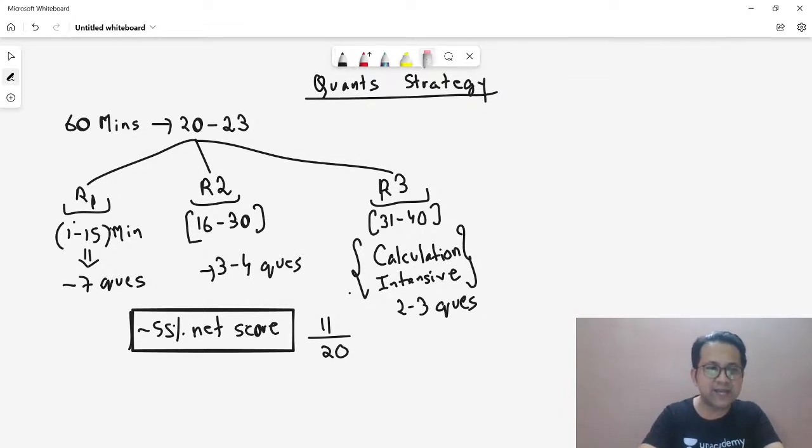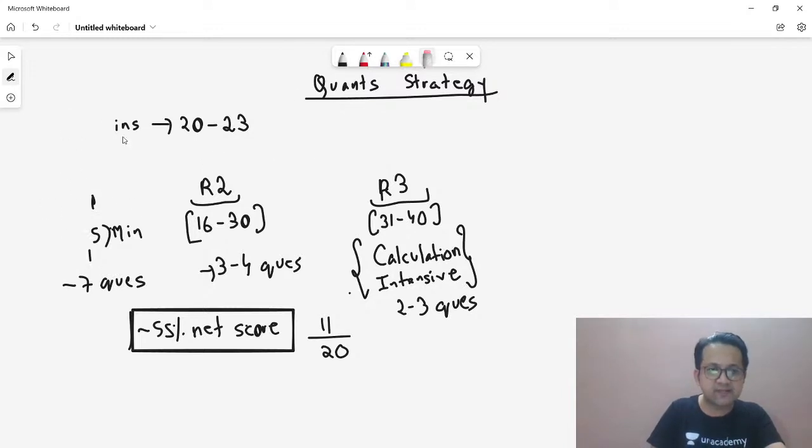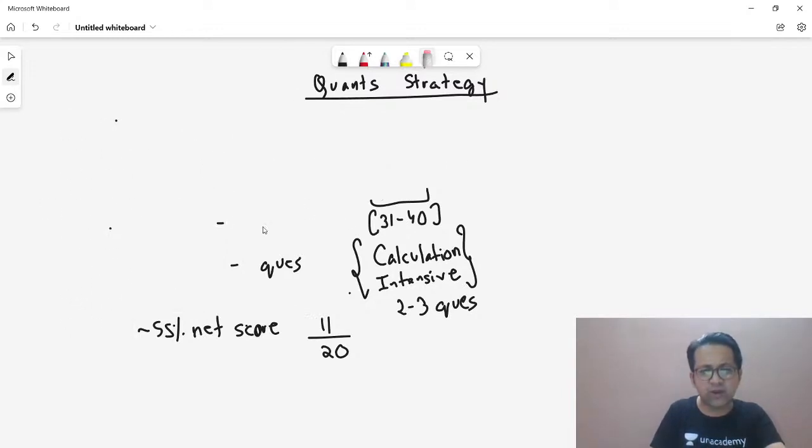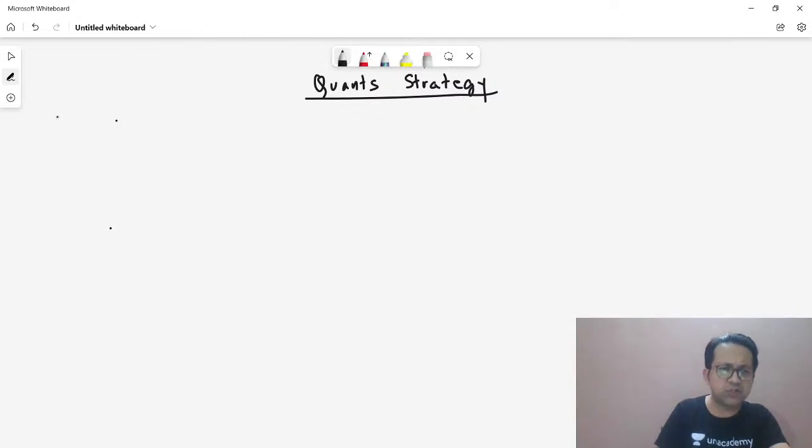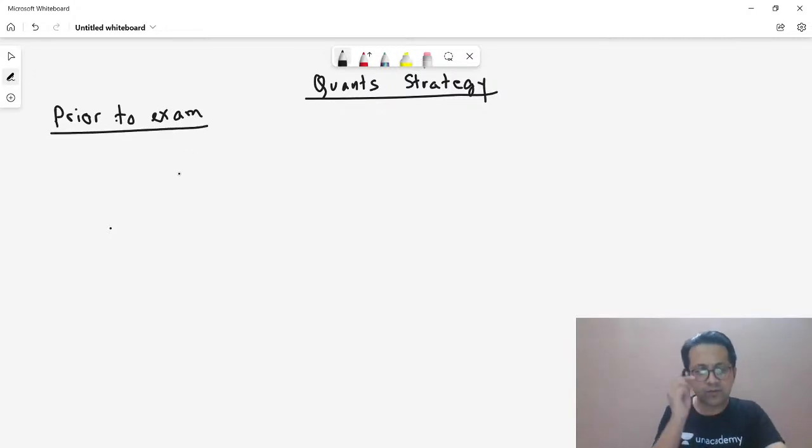Now, how do you study quants in these last few days? With just over a week left, how do you prepare for quants? Okay, how do you prepare? Now, first thing is strategy prior to your exam. Prior to exam. Fine. Now, how do you do this? Remember, these 8 days, you don't want to do something.